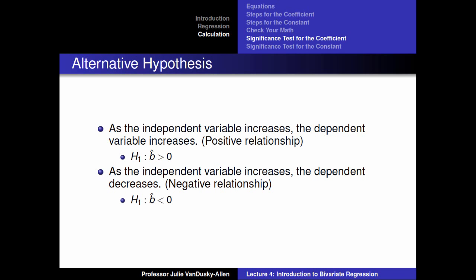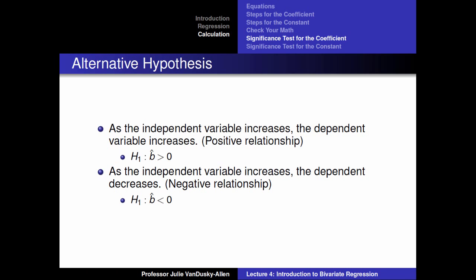Next, you have to write your alternative hypothesis. You choose your alternative hypothesis based on your theory. If you expect that your independent variable has a positive impact on your dependent variable, your alternative hypothesis should be, as the independent variable increases, the dependent variable increases. The more sophisticated way to write this hypothesis is H subscript 1 colon b hat is greater than 0. The H indicates that you have a hypothesis. The 1 means that it is the alternative hypothesis. B hat is your coefficient. Stating this in words, the alternative hypothesis is that the coefficient is greater than 0.